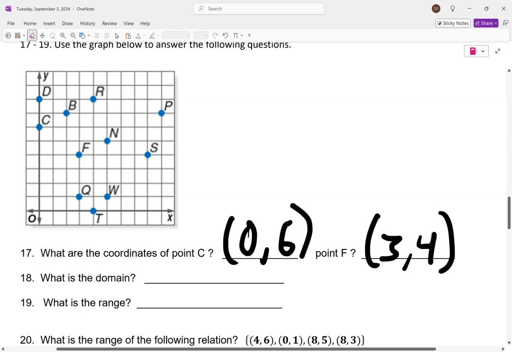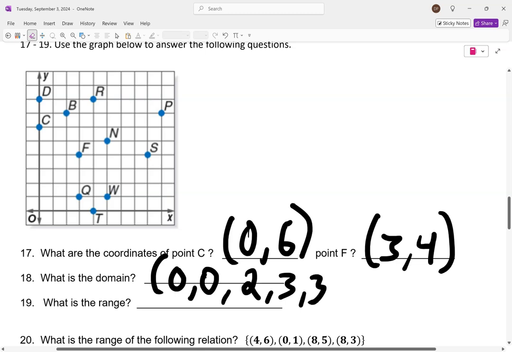The domain is X. Well, yeah, it's all of your X coordinates, right? So your domain is how much you're moving left to right for all your points. So you got 0, and then you got 0 again, and then 2, and then 3, 3. You guys see what I'm doing? Yes.